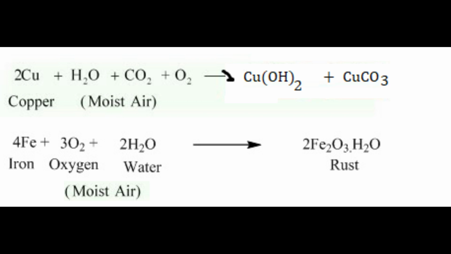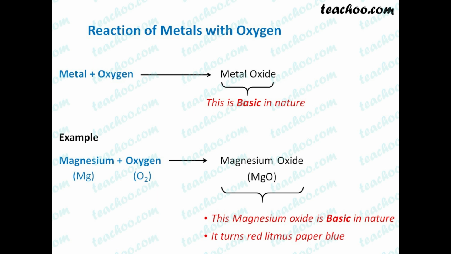4Fe plus 3O2 plus 2H2O gives rise to 2Fe2O3.xH2O. X stands for the number of moles of water. We call it rust. So this is how iron gets rusted. Whereas Mg, magnesium plus oxygen, O2 gives rise to 2MgO. When we take 2 moles of magnesium with 1 mole of oxygen, it forms 2 moles of magnesium oxide.